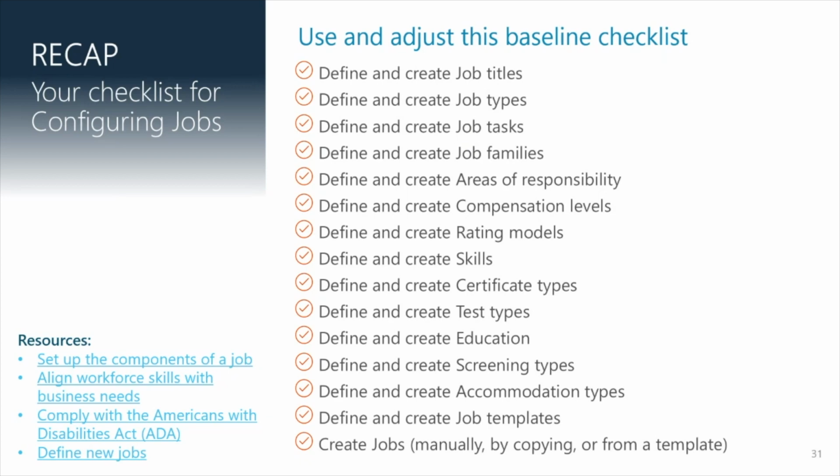On each checklist, on the left-hand side, there are links to resources that are good to read before you get on to implementing the application. And on the right-hand side of these checklists are the steps that you need to do, for example, in this one, configuring jobs. You would define and create the job titles, job types, tasks, families, area, responsibility, compensation levels, rating models, skills, certificate types, test types, education, screening types, accommodation types, job templates, and then you would go to jobs.